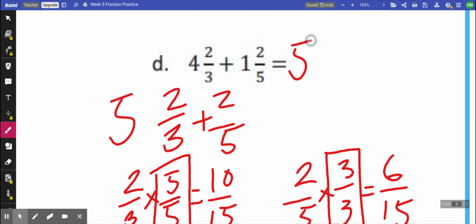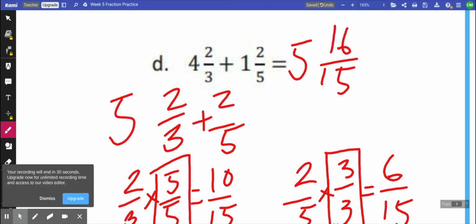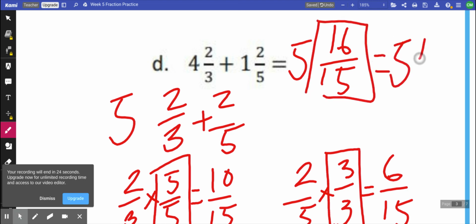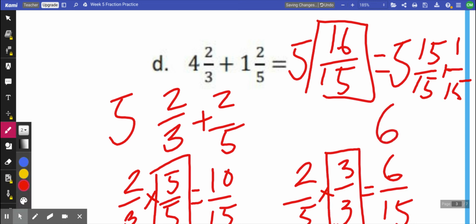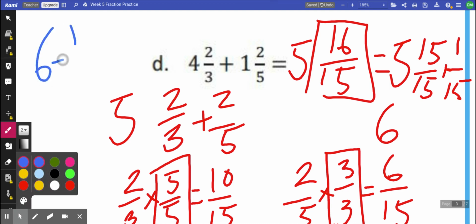So my answer is 5 16/15. But I also know that in here there is a whole number. So it's actually going to be 5 15/15 plus 1/15. So my final answer is 6 wholes and 1/15.